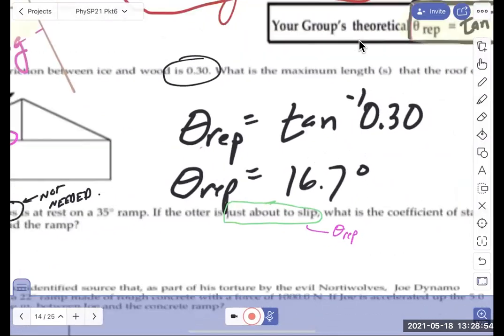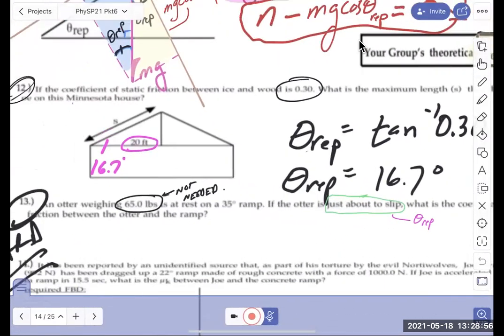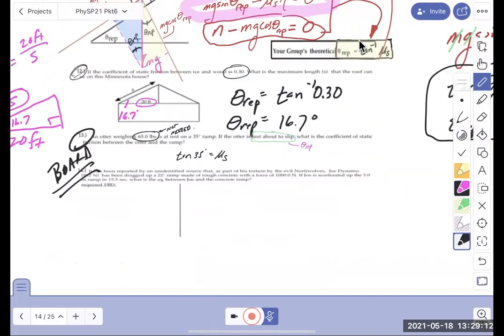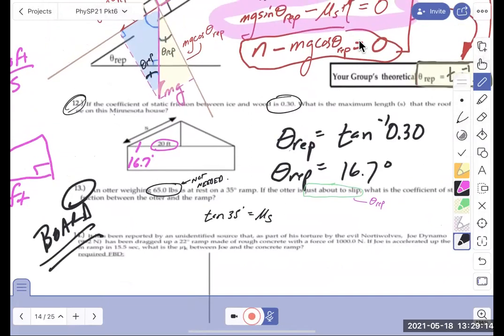So you're going to do theta rep, and it says, what is the coefficient of static friction? Well, the problem's really simple then. The tan of theta rep, and it says 35 degrees, is mu sub s. So all you got to do, hit tan 35 on your calculator. That's your answer. Tricky.